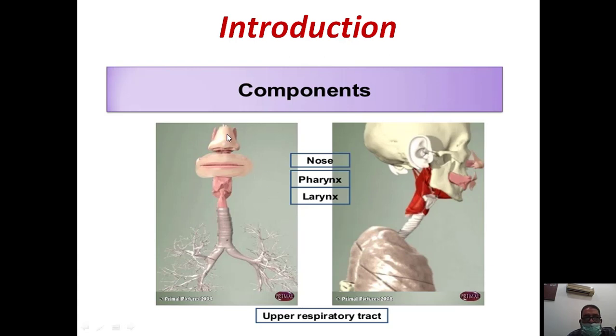Now you see the nose, then the oral cavity, then nasopharynx, then upper larynx, epiglottis, then this is the upper part of the trachea. So these are the components of the upper respiratory tract.